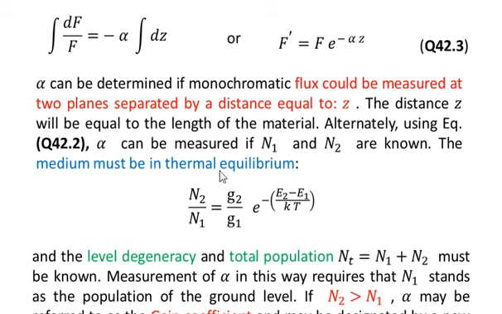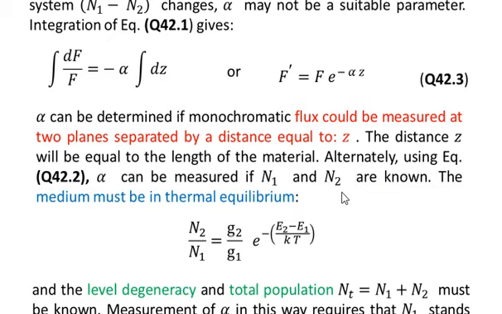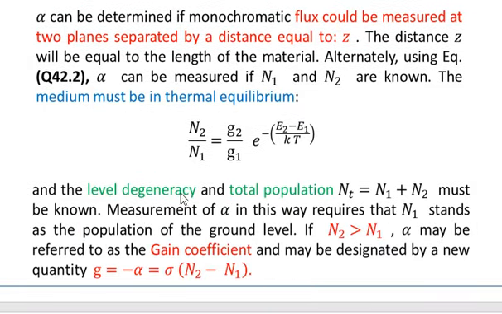The medium must be in thermal equilibrium. So n2 over n1 should be equal to g2 over g1 into e to the power minus (E2 minus E1) over kT. So this is the condition for the two populations, n1 and n2, to be in thermal equilibrium. And for n1 and n2 to be known, we also require the level degeneracies to be known, that is g1 and g2 must be known, and the total population, that is capital N_T, which is equal to N1 plus N2, must also be known.